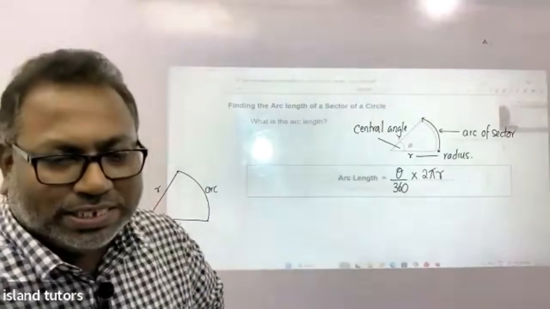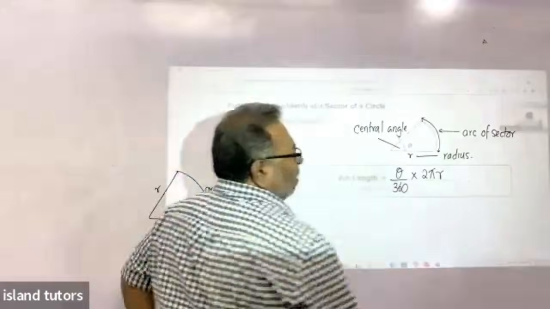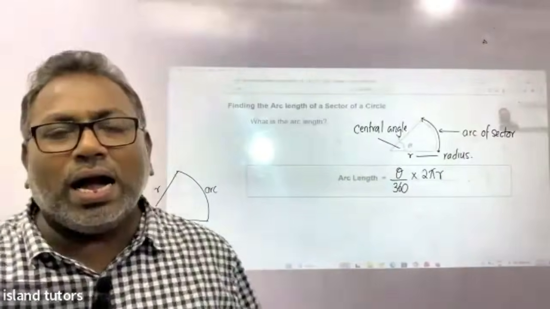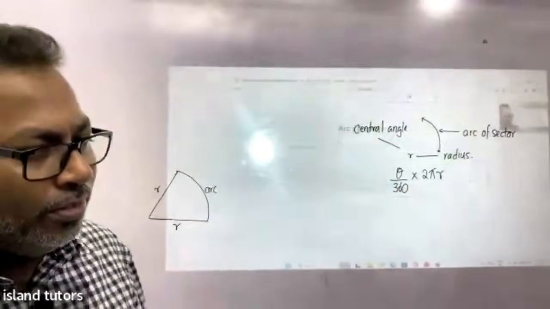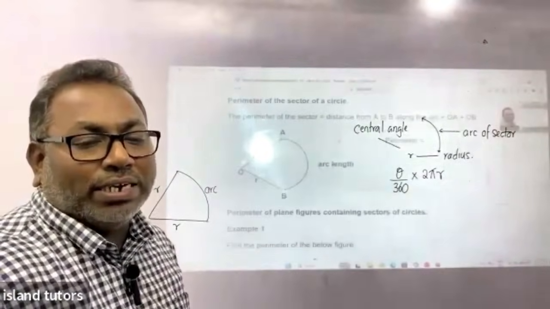Finding the arc length of a sector of a circle. What is the formula? Theta over 360 multiplied by 2 pi r. All right. Good. Now, perimeter of the sector of a circle.